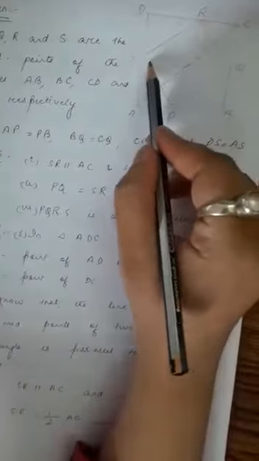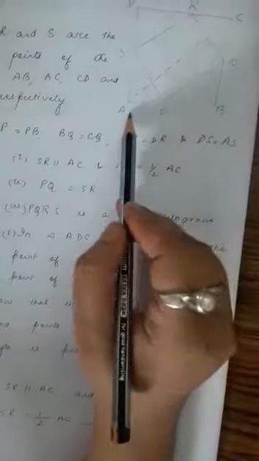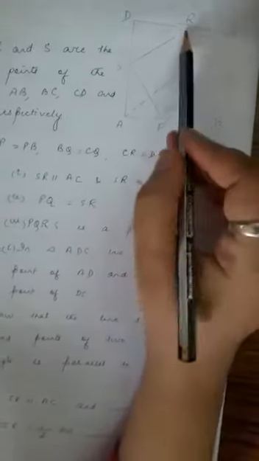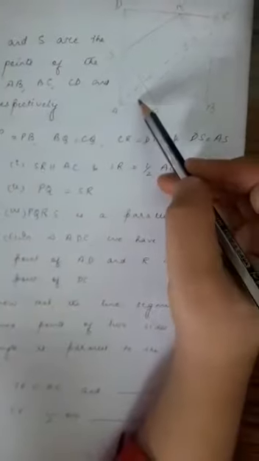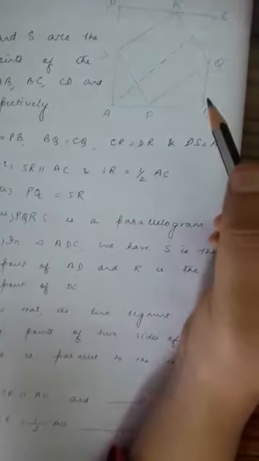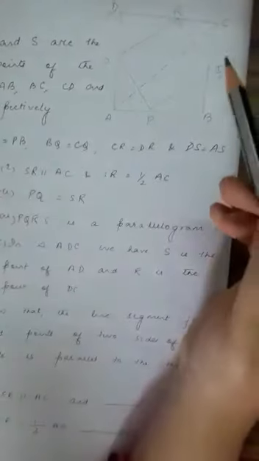Let us see the first sum. In this first sum, it is given that P, Q, R and S are the midpoints of sides AB, BC, CD and DA respectively. Since P is the midpoint, AP will be equal to PB. DQ will be equal to CQ because Q is the midpoint. R is the midpoint, so DR will be equal to CR, and since S is the midpoint, DS is equal to AS. We need to show here that SR is parallel to AC and SR is also half of AC. Then PQ is equal to SR and PQRS is a parallelogram.